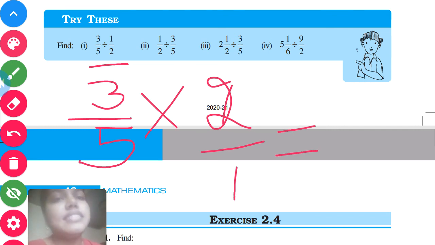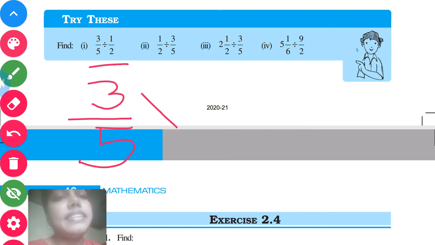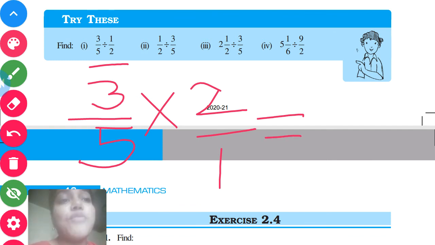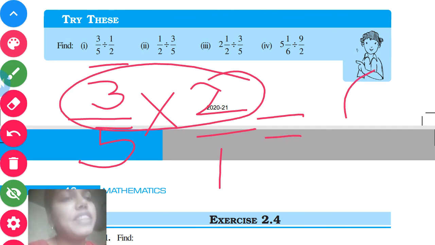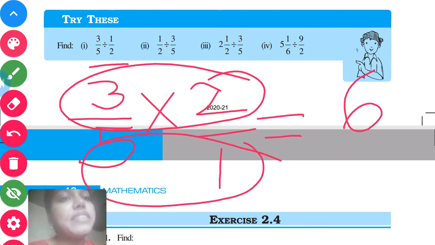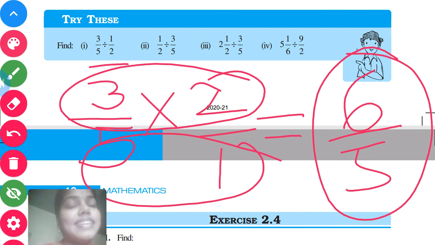And let me just clearly write it. 2 by 1. And what is the multiplication of fractions? As I told you, numerator into numerator will give you 6. 5 ones are 5. 6 by 5 is your answer. So I hope you have understood.